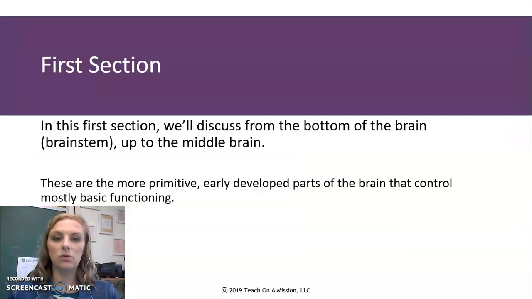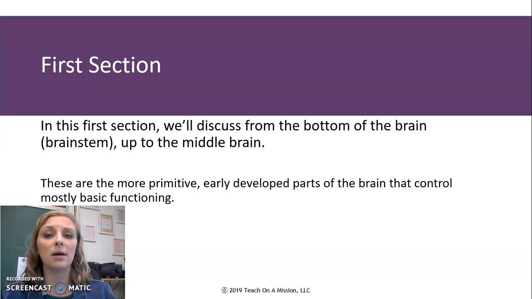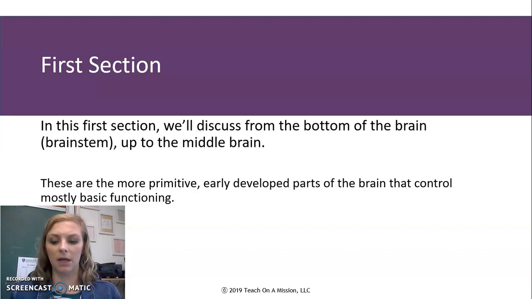This first video is going to be some discussion of the different ways that we use to study the brain, so different imaging techniques, and then also we will look at the bottom of the brain, the most primitive parts of the brain. These are the parts of the brain that other animal species also share for the most part. So these are going to control that very basic functioning. Humans have evolved to develop more higher order thinking, and that is a different part of the brain that we're going to talk about in a later video.